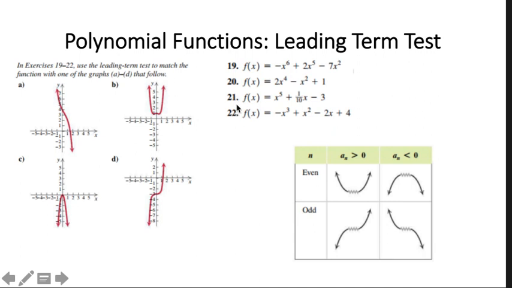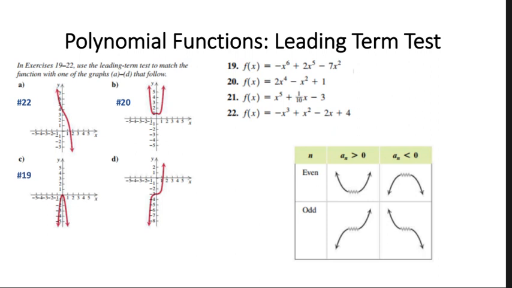So how do you determine which one of these it would be? Well, because of the shape. If this shape is starting in the top left and ending in the bottom right, that means it has to be odd, and the leading coefficient has to be negative. So the only equation it could be is number 22. All right, how about letter B? It's even and positive. The leading coefficient's positive. So that should be equation number 20. Letter C, it's even and the leading coefficient is negative because of the shape. So it should be number 19.